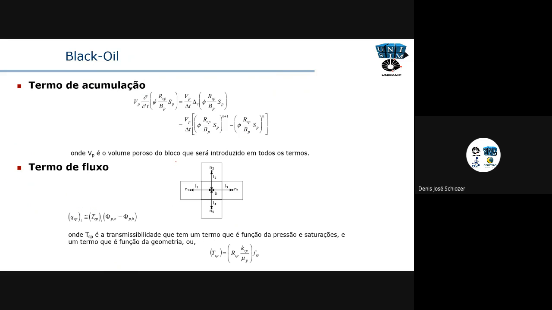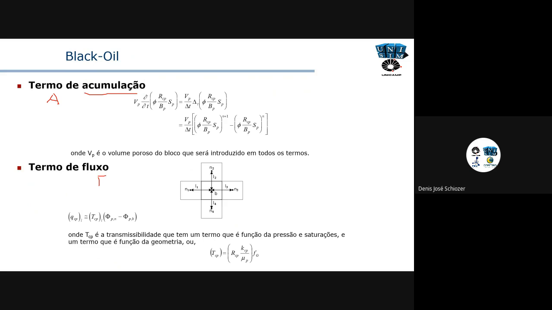If you don't have any questions, we're going to follow. Here I'm trying to show how we are going to solve these equations. Again, for the equations, we have the accumulation term, which is this one. Sorry, this is in Portuguese, but it's just a review.